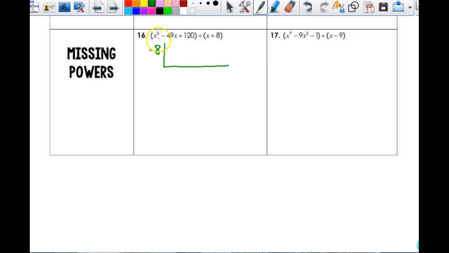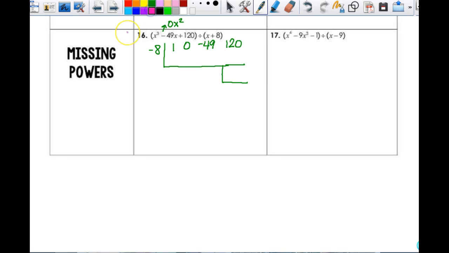And then I have an x cubed term. I do not have an x squared term. So technically, my missing x squared term is 0x squared, right? It's zeroed out because the coefficient is 0. I would never write it in my polynomial itself, but it's got to go in my long division and my synthetic division. So my first coefficient is 1, then I have a 0, then negative 49, and then 120. You have to have those placeholders there.